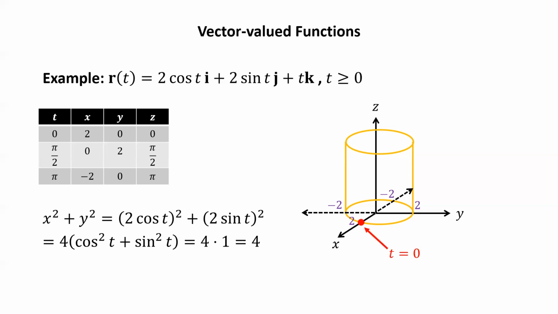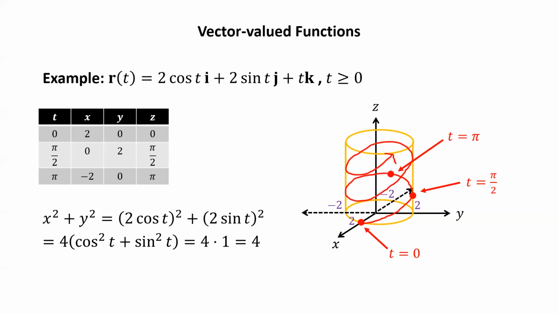Okay, so just plotting that first point, when t equals 0, we get the point 2, 0, 0. That lies right along the positive x-axis, where x is equal to 2. When t is pi over 2, we get the point 0, 2, pi over 2. So we go right 2 units on the y-axis and then move up pi over 2 units. And for that third point there, when t is equal to pi, we get the point negative 2, 0, pi. So we move backwards along the x-axis 2 units and then up pi units.